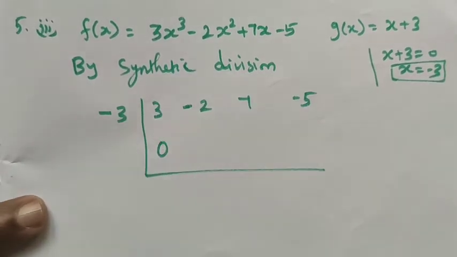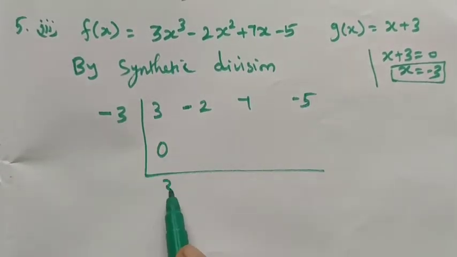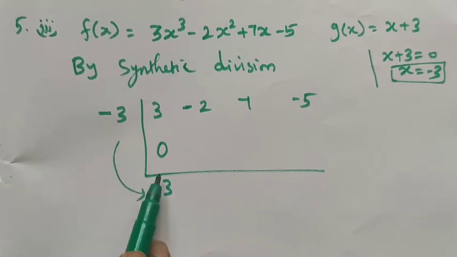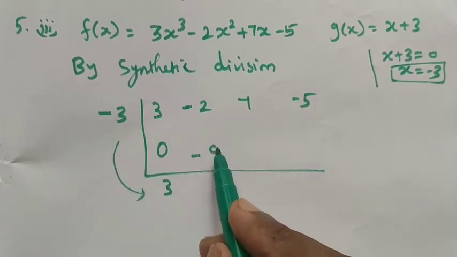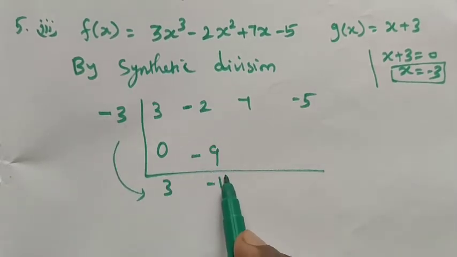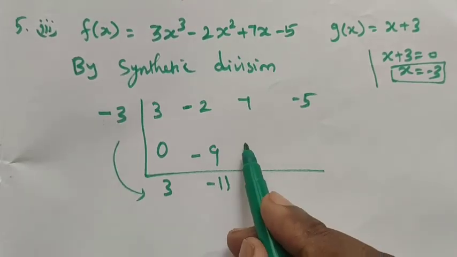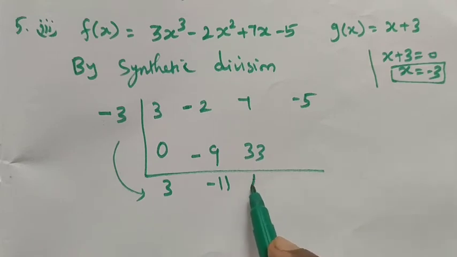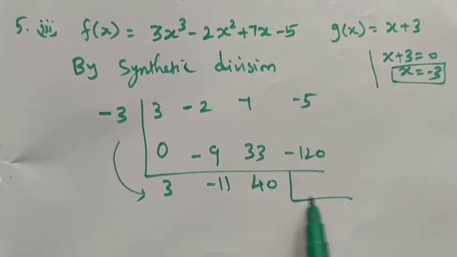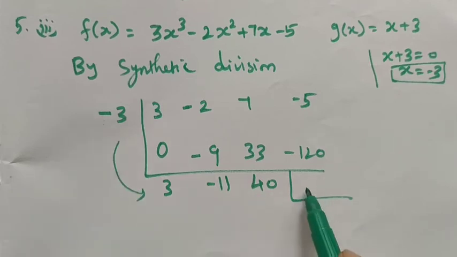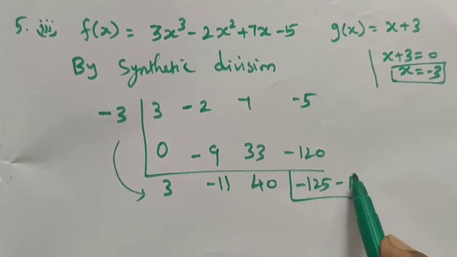Put the first term as 0, sum of this term is 3, multiply plus into minus, minus 3 3s are minus 9, sum of this term is equal to minus 11, minus into minus is plus, 3 11s are 33, and then 40 minus 120, multiply this term minus 120, we get minus 125 as the remainder.